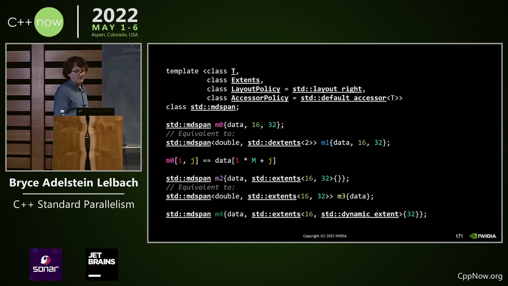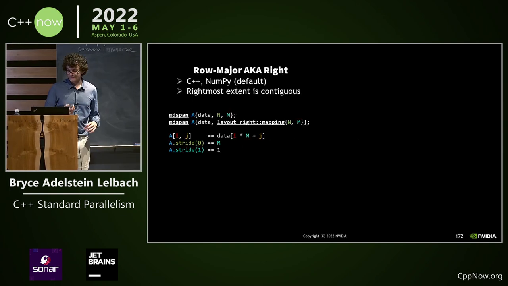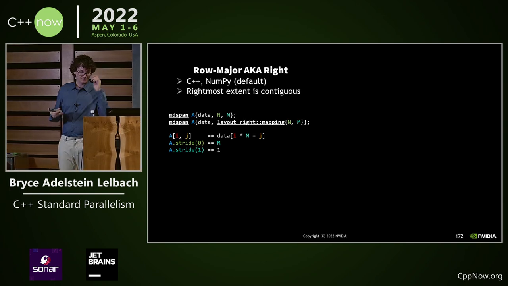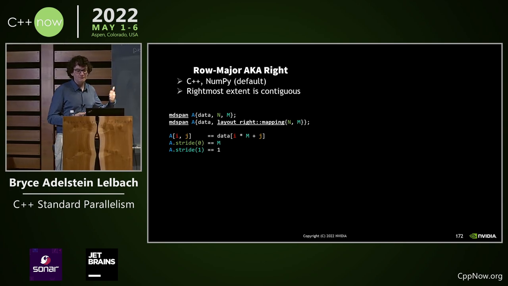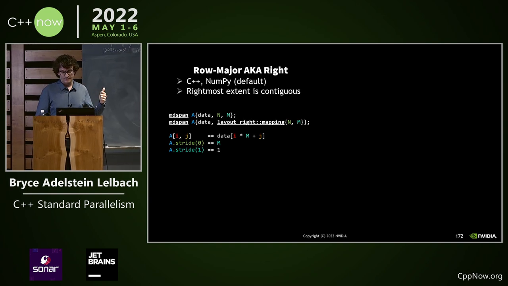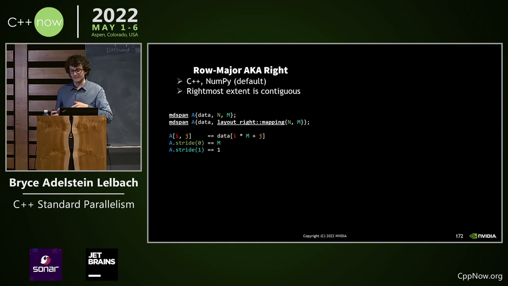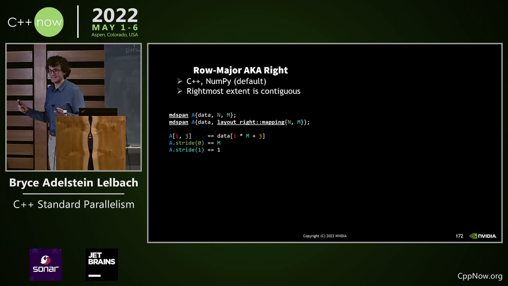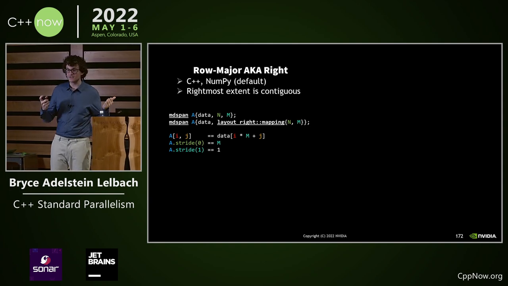Now let's talk a little bit more about layouts themselves. The two most common layouts are layout right and layout left. With layout right, the rightmost extent is contiguous, meaning its stride is 1, and strides increase from right to left as the product of extents. This is the layout for C++ built-in arrays and for NumPy. It's also the default for MDSpan.